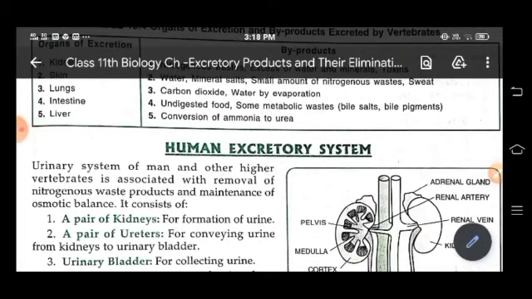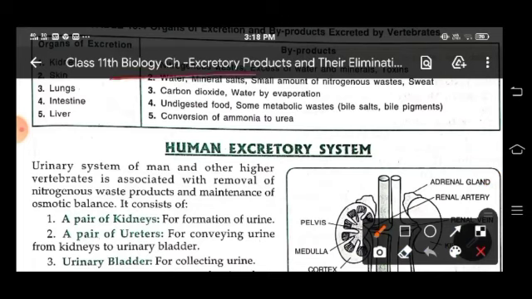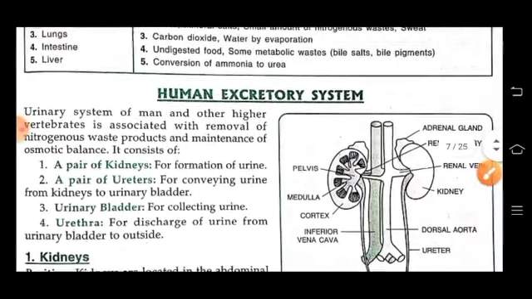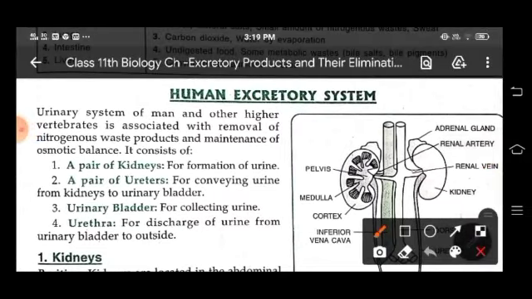Today again we'll continue the chapter Excretory Products and Their Elimination. So today we are going to learn about the human excretory system. Now, children, the urinary system of man and other higher animals or vertebrates is associated with the removal of nitrogenous waste products and maintenance of osmotic balance in the body.